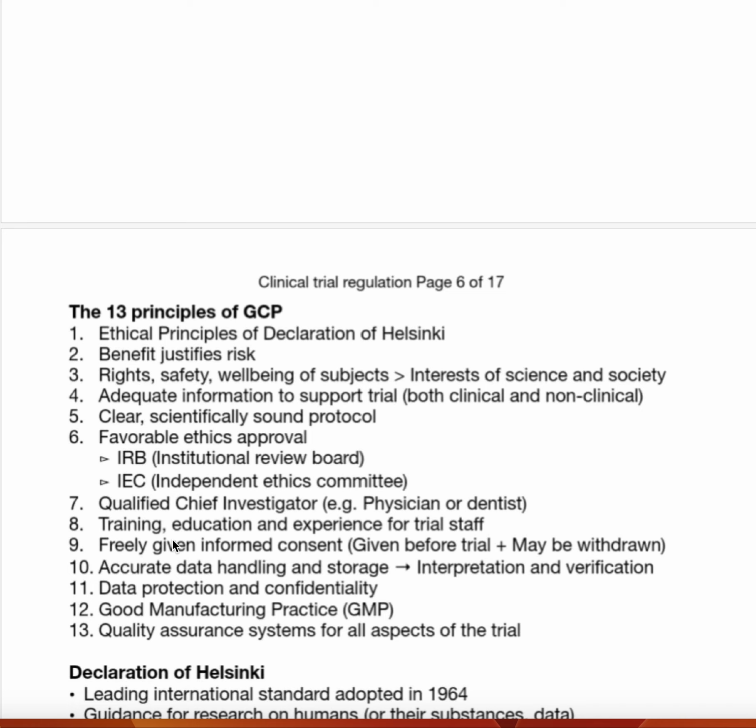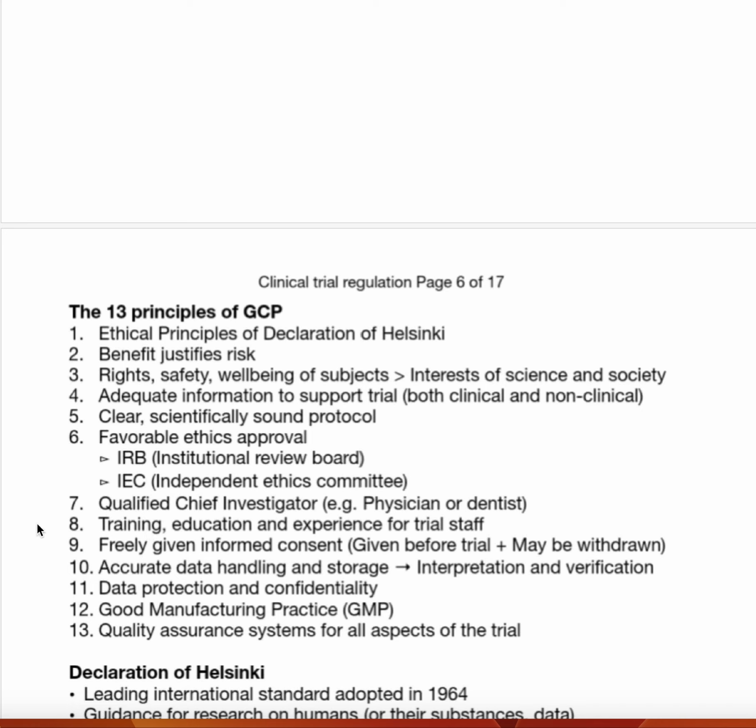Seven, qualified chief investigator, and we know that the investigator can be a physician or a dentist and should be well qualified. Eight, training, education and experience for the trial staff. The trial staff should have training, should have education, should have experience.